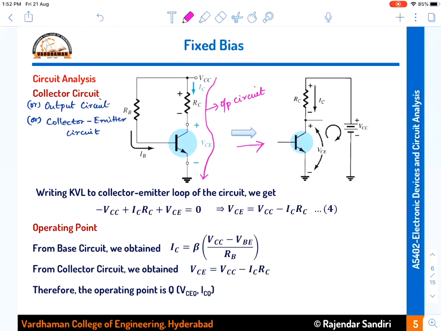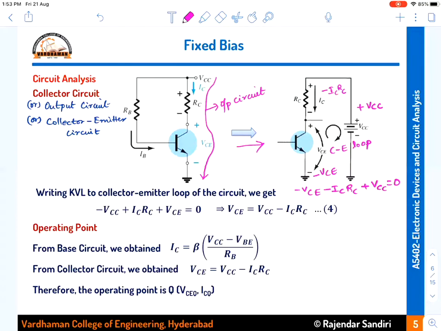If you apply KVL to the output circuit, in the clockwise direction or the anti-clockwise direction, this loop we call the collector emitter loop, CE loop. You will get the same equation either way. Suppose I apply it in the clockwise direction: this one becomes minus VCE, this one becomes minus ICRC, and this one becomes plus VCC. Then your equation is minus VCE minus ICRC plus VCC is equal to 0, in the clockwise direction.